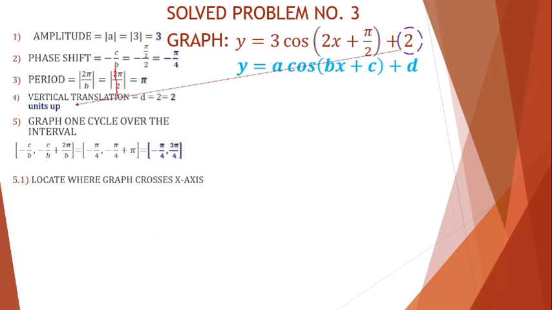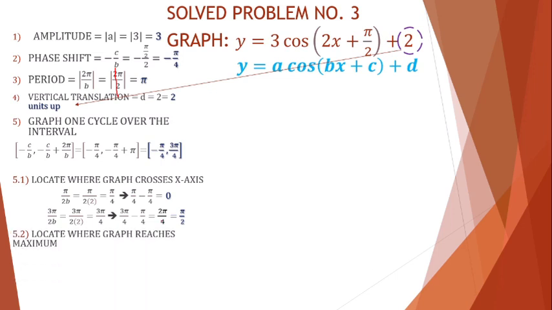Okay, locate where the graph crosses the x-axis. So this is pi over 4 and minus. As we said, you either add or subtract the phase shift. Since your phase shift is negative, different signs, so subtract. Now, since this is cosine and not sine, then locate where the graph reaches maximum.